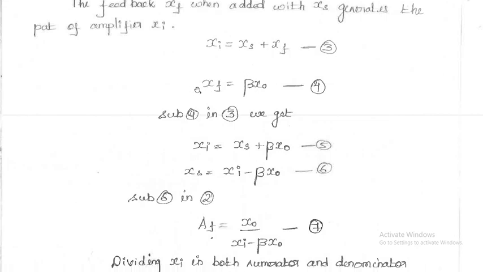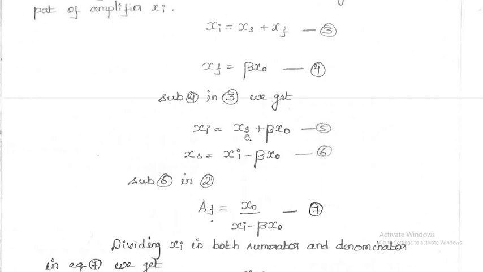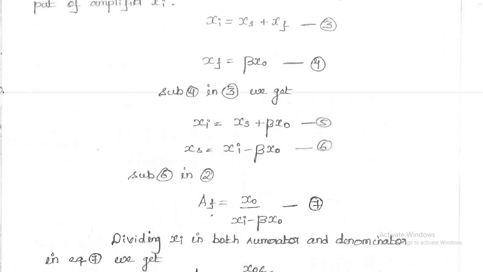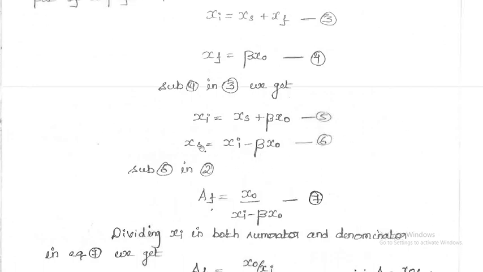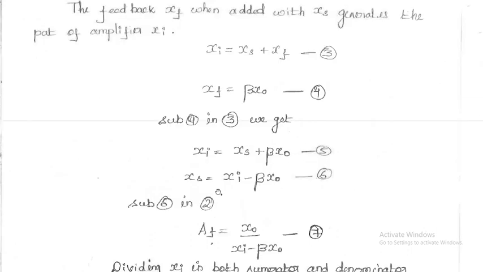Now I can write xf equal to beta into x naught. This is the fourth equation, and xi equal to xs plus xf is the third equation. Now I am going to substitute the fourth equation in the third one. So xi equal to xs plus beta into x naught. In this equation I rewrite xs equal to xi minus beta into x naught. This is the sixth equation. Now I substitute this sixth equation in the second one, which is AF equal to x naught by xs.